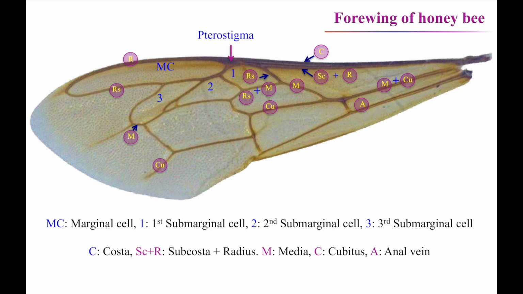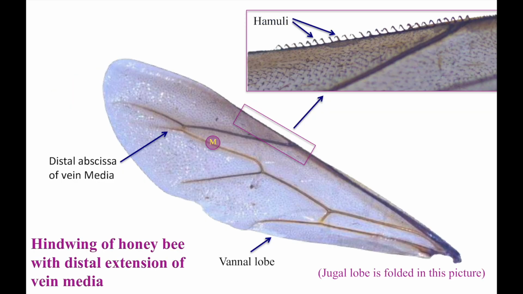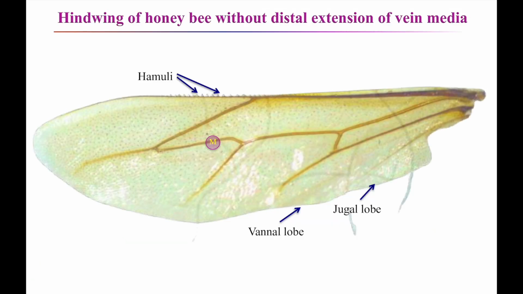Likewise, the fourth and the fifth wing veins, the media and cubitus, also merge to form media plus cubitus, which later run separately. A dark spot, like many other insects, is seen at the margin of the forewing. It is called pterostigma. The front margin of the hind wings has hamuli like other hymenopteran insects. The hind wing may or may not bear the spur-like distal extension of the vein media.